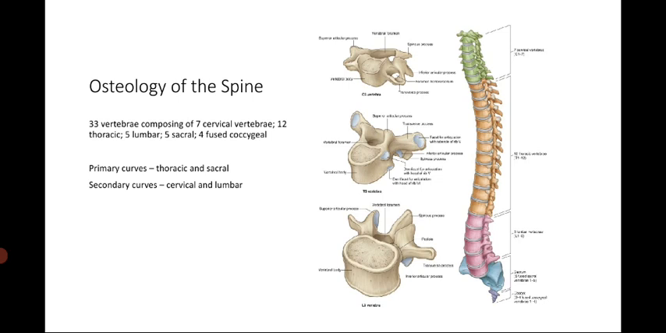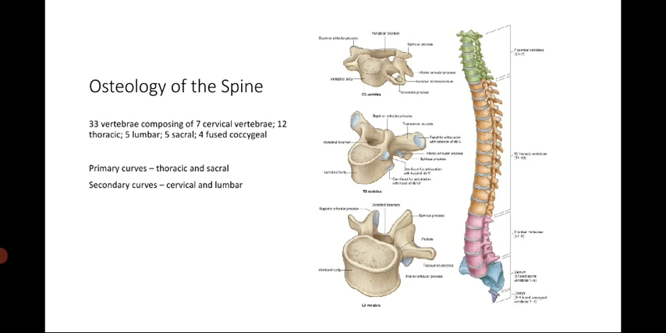So you have two types of curves in the spine. We have the primary curves, composed of the thoracic and the sacral, and the secondary curves, which are composed of the cervical and the lumbar curve. The primary curves are kyphotic, and the secondary curves are lordotic.